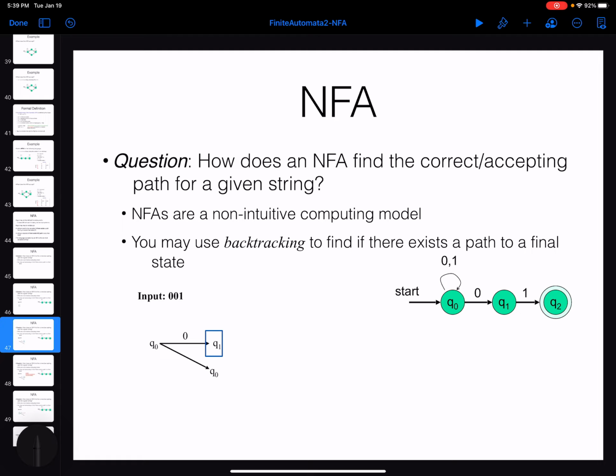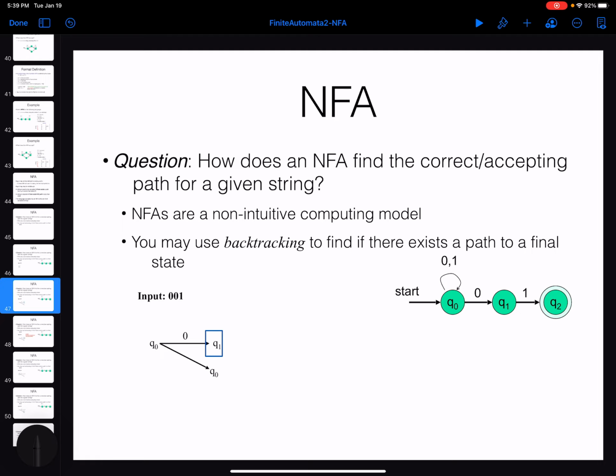Otherwise, I will backtrack. At Q1, by reading the next symbol, which is 0, I will see that this path is not going to grow anymore. It's just like I got stuck here. The machine is crashed, right? So I cannot continue. What should I do? I will backtrack. It's just like you undo this action, go back to Q0 and follow another path.